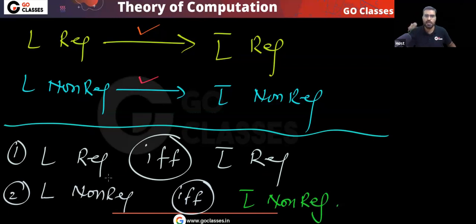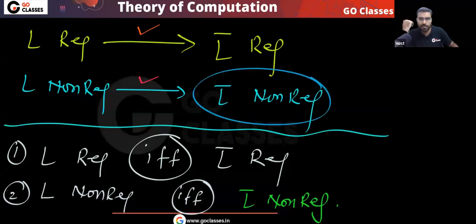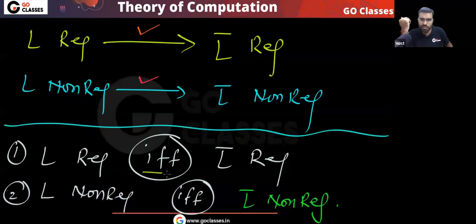Is this clear? You already know if L is regular, then L complement will be regular. We have seen if L is non-regular, then L complement will be non-regular. So we have the if and only if statements: L is regular if and only if L complement is regular, and L is non-regular if and only if L complement is non-regular.